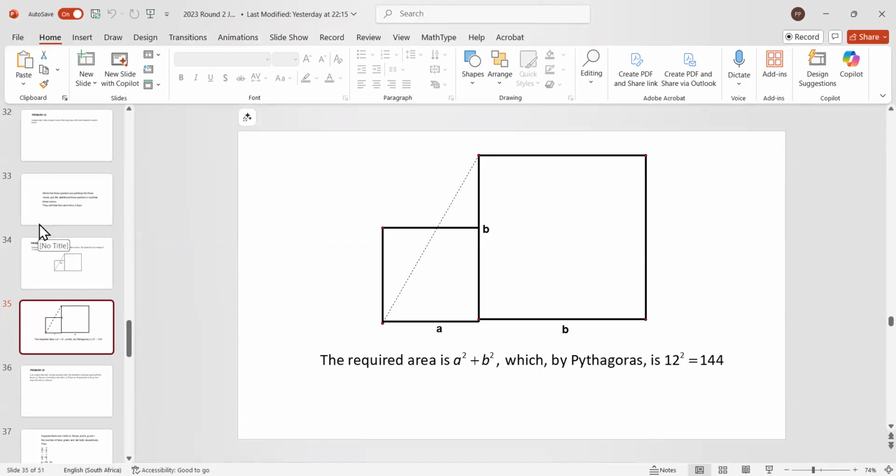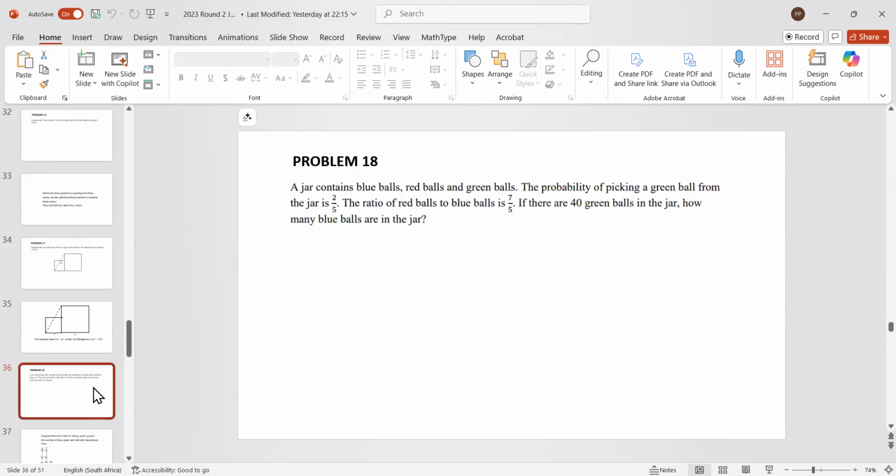Okay. All right, let's just get to the problem number 18. This jar contains blue balls, red balls, and green balls. So it's similar to the other one which had sweets, I think, in it. The same colors, blue, red, and green. The probability of picking a green ball from the jar is 2 in 5.